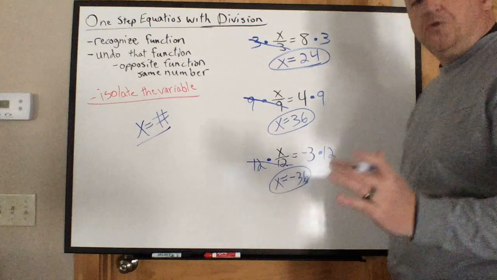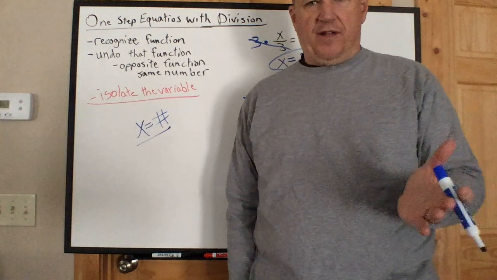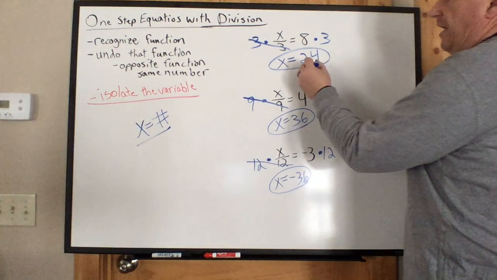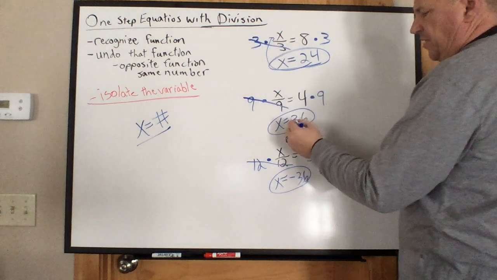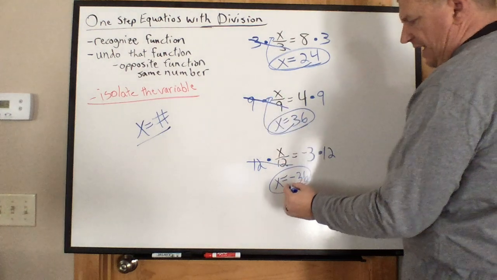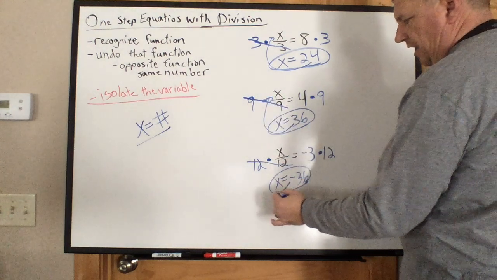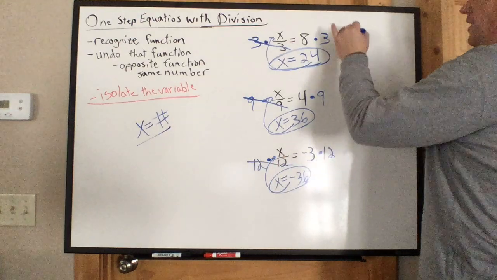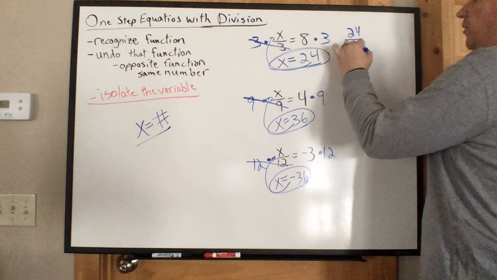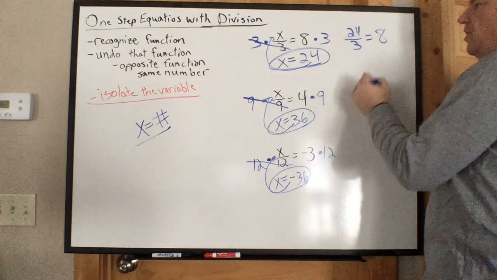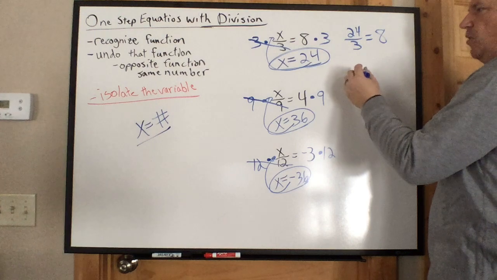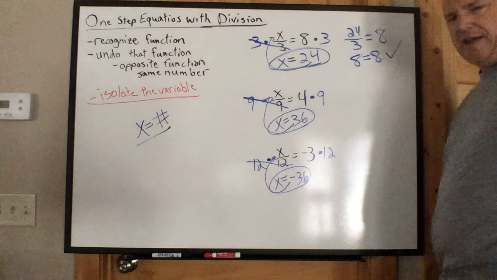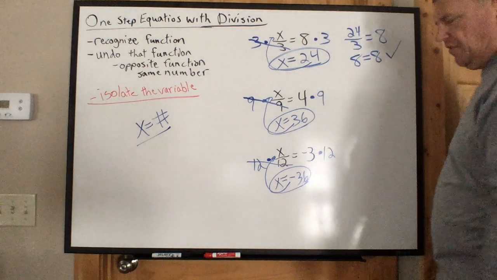We do have to do our check, though, to make sure that our answers are correct. Our checks basically mean I'm going to plug the 24 in for the x, I'm going to plug the 36 in for the x, and I'm going to plug the -36 in for the x, and make sure that we get a true statement. So I get 24 divided by 3 equals 8. Does 24 divided by 3 give me 8? It gives me 8 equals 8. So therefore, that's my good check. I would do the same thing for the other two to verify.